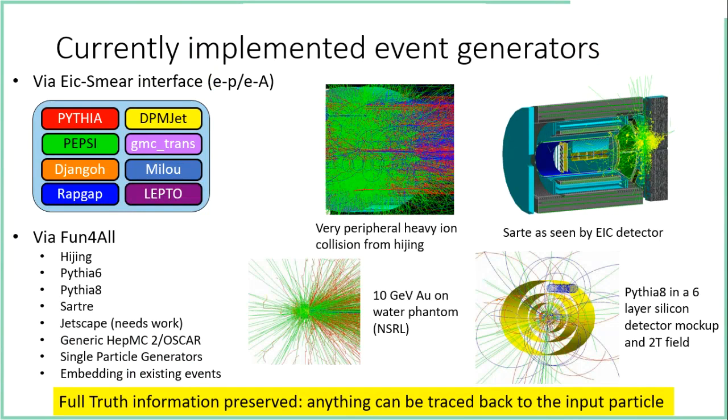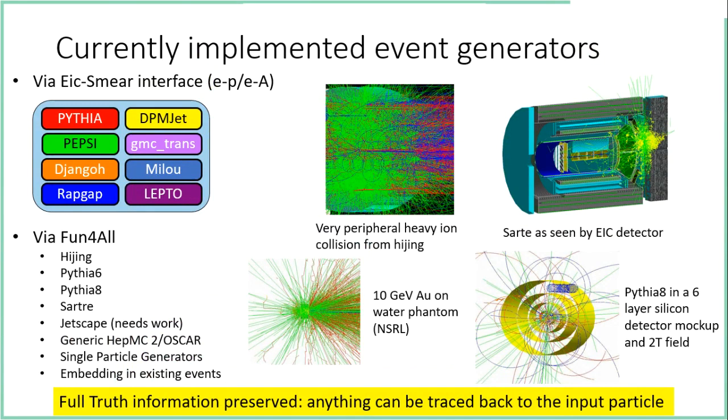Then we also use Fun4all for the NASA Space Radiation Lab over here. So you have 10 GeV gold on a water phantom. That's what happens when an astronaut gets hit by a cosmic ray. And then on the right side, you see it's Pythia 8. Again, it's a provided event generator by Fun4all. And a 6-layer silicon detector mock-up and a 2 Tesla field. So this is later on for the momentum reconstruction.